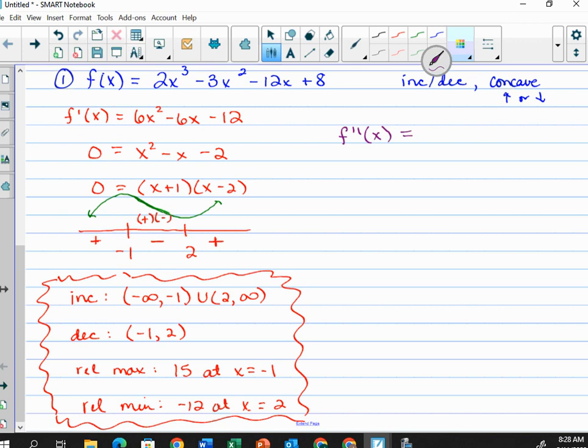So guys, what's the second derivative of my function? 12x minus 6. What do you think I should do with that derivative? Set it equal to 0, yes. And you can factor out and divide by the 6 right away if you want, or we can just solve for x. What do we get when we solve for x? 1/2. Okay, same process, right? Set it equal to 0.